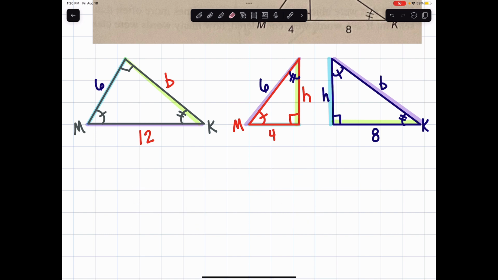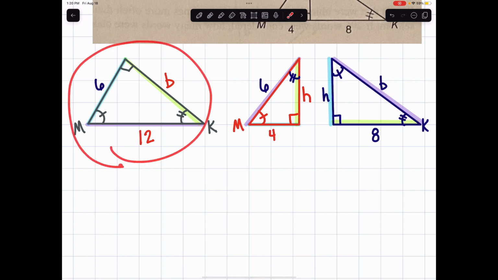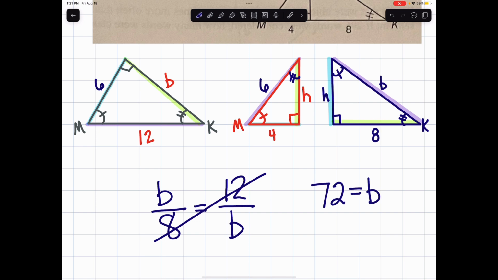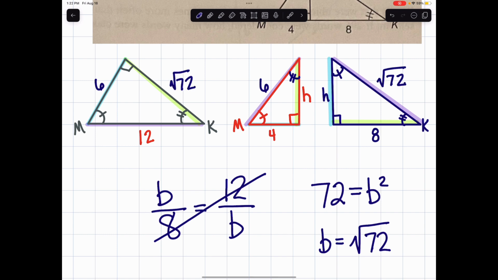Let's find B. Let's compare this triangle with this one way over here. Let's do the same thing. Let's compare the green sides. B is to 8, and let's compare that with the purple sides, as 12 is to B. 8 times 12, 72, is equal to B squared. B is equal to the square root of 72, which is a huge decimal, so I'm just going to leave it like that. Now all we need to do is find H.